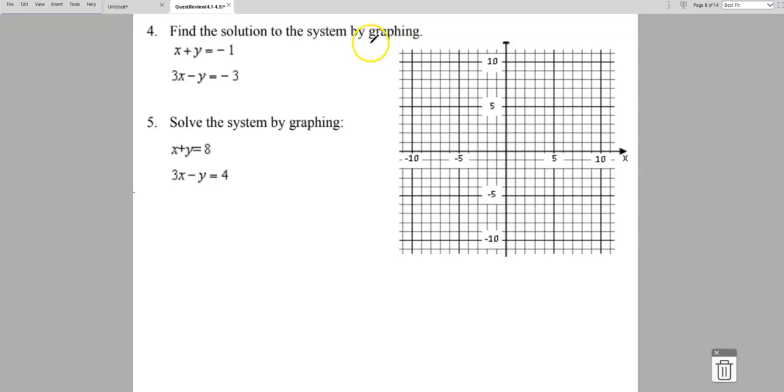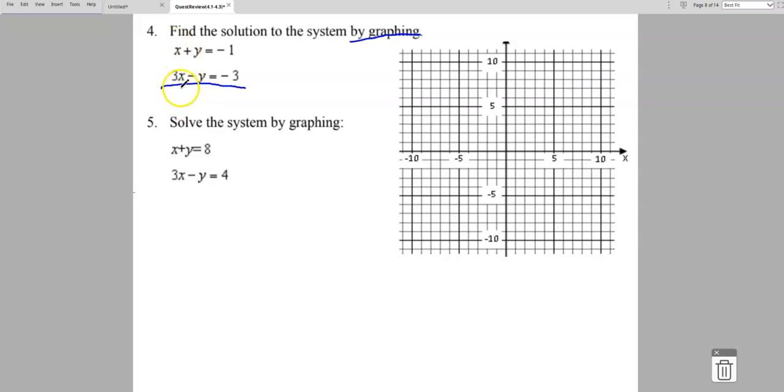Says find the solution to the system by graphing. So again, you need to graph this and then find out the solution. Now let me give you a strong hint. Now it says by graphing, so you do have to graph this, but notice that the problem is lined up for elimination. Hint, hint, use elimination to find the answer. You still have to graph it, okay, but you find the answer first. So you can actually find the answer before you graph it.